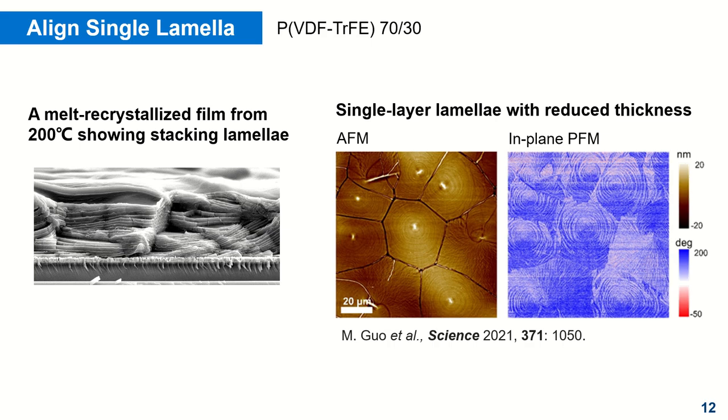First, we found that when the thickness is decreased down to 1 micron, there could be face-on lamella stacking in the film, after they are fully crystallized through a melt recrystallization treatment. By further reducing the film thickness to around 100 nanometers, we observe a single layer of lamella from the surface morphology, and we use PFM to detect the in-plane polarization. There is indeed something circular in the polarization.